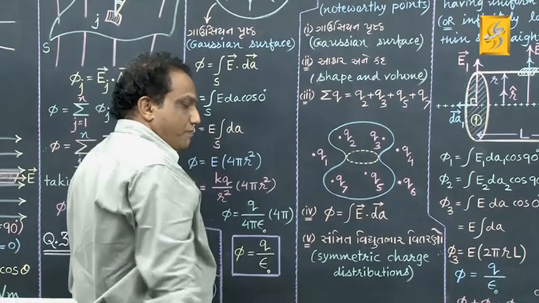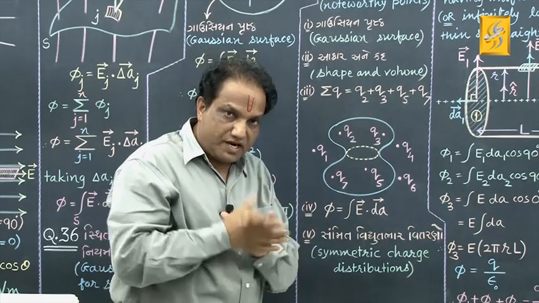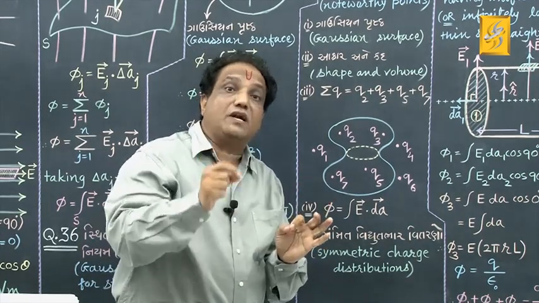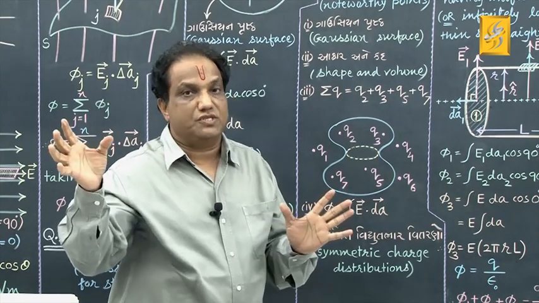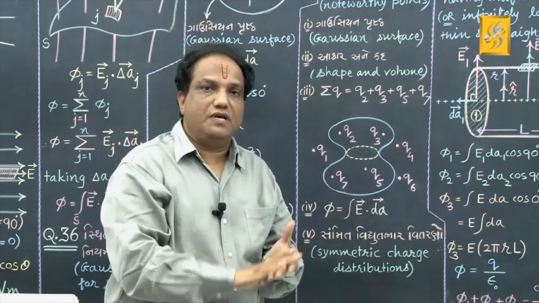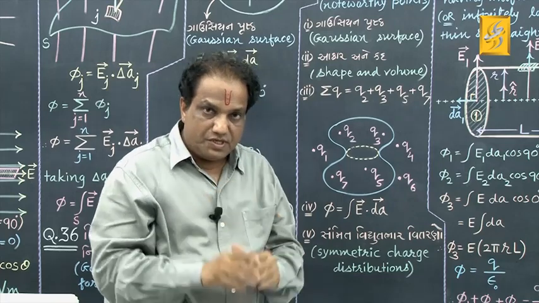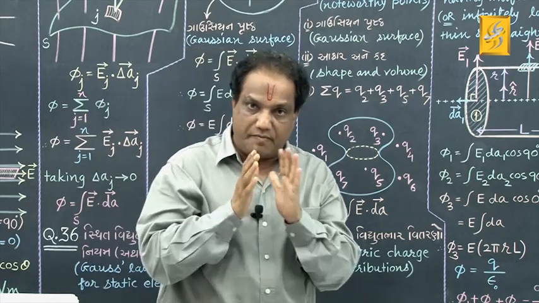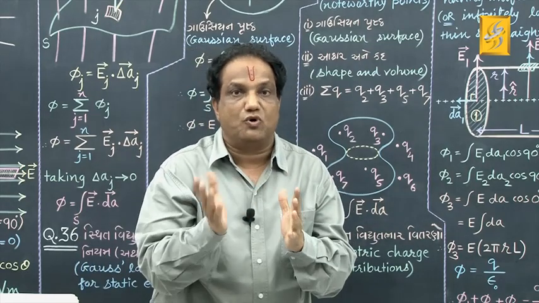What is the physical importance of Gauss law? Physical importance of Gauss law is that using Gauss law, you can find out electric fields produced by some symmetric charge distributions very easily. This is the physical importance. What do you mean by symmetric charge distributions? Symmetric charge distributions are those which have symmetry regarding directions point of view, regarding sides point of view.